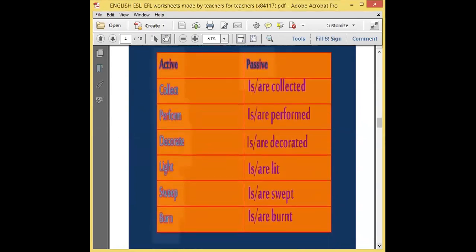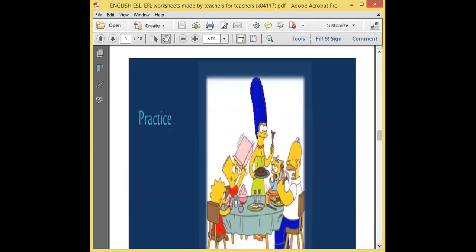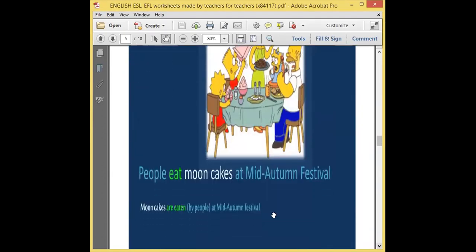These are sentences like: in a regular sentence, we use the verb collect, but in a passive sentence, we make it into the past participle form, and before it, we should put the appropriate form of the verb to be. Right? I will send you all these materials. Now let us practice. The people eat mooncakes at mid-autumn. How to make it in the passive voice? Mooncakes are eaten by people.